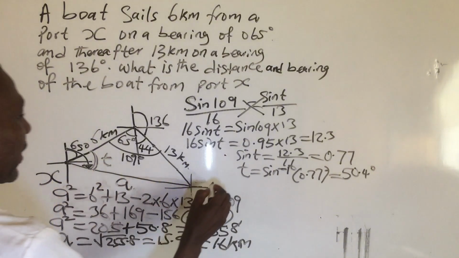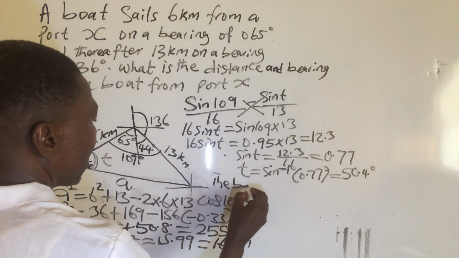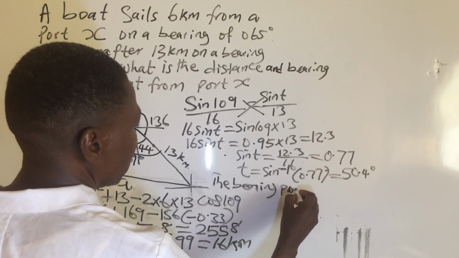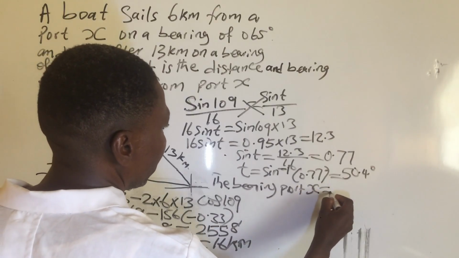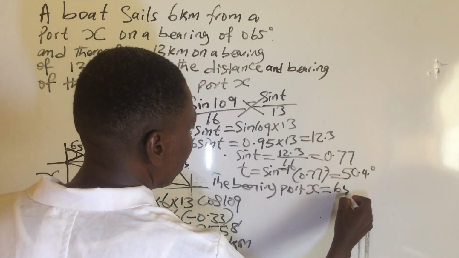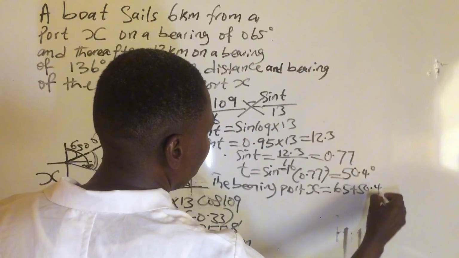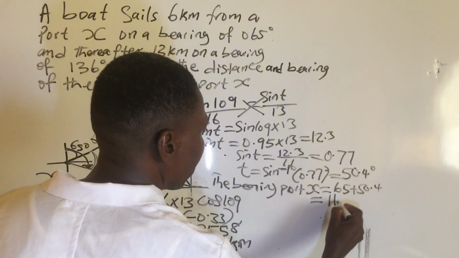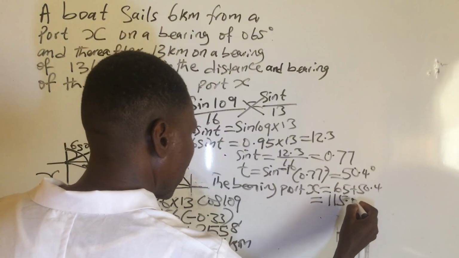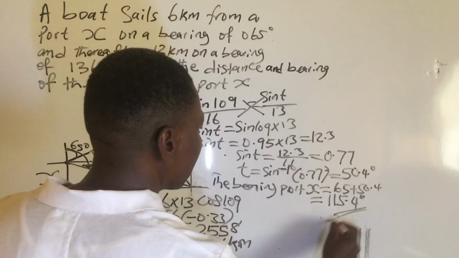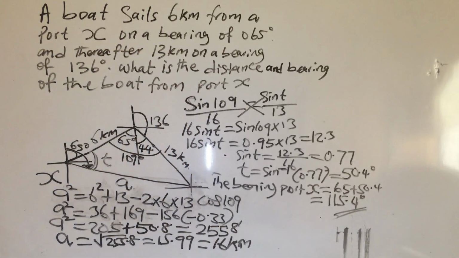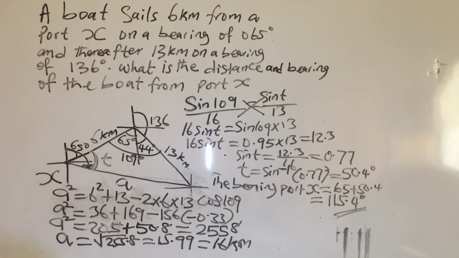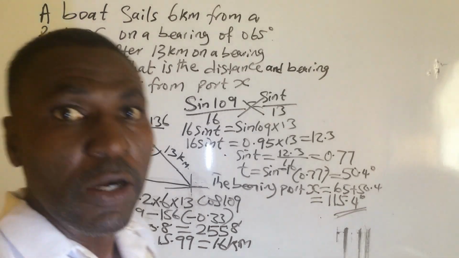Now let us find the bearing. The bearing from port X will now be equal to 65 plus 50.4, which gives us 115.4 degrees. That is the bearing they are asking us. That is the bearing of this boat from port X. That is how to calculate it.